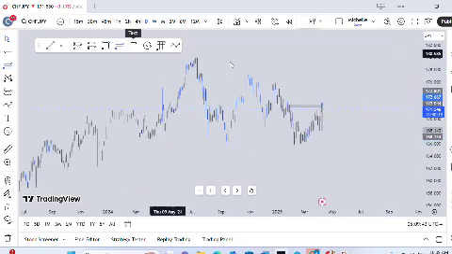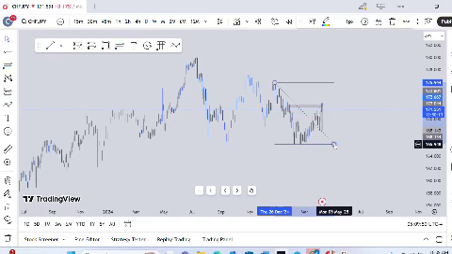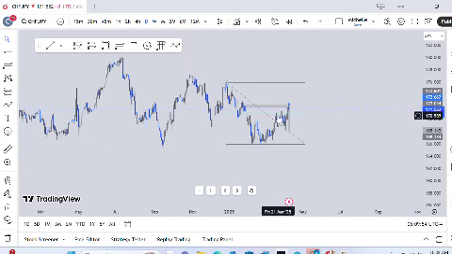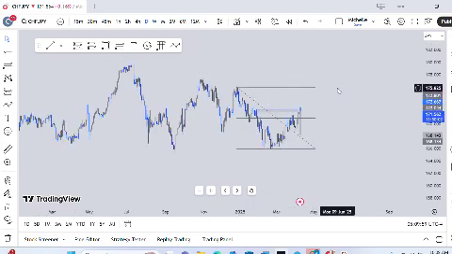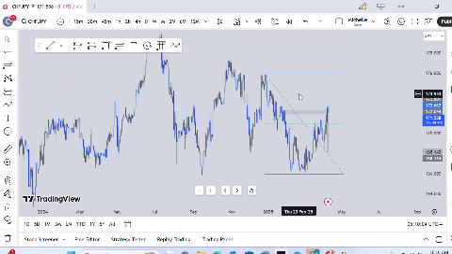So using my Fibonacci tool, I'm still going to explain how I use all this. Using my Fibonacci tool from the high to the low, as you can see, the retracement has already passed the 50%, right? So it's in the premium zone. Anytime I see my entry confirmation, that's how I trade. If I see my entry confirmation within the premium, I'm going to sell. If I see it within the discount, I'm going to buy.